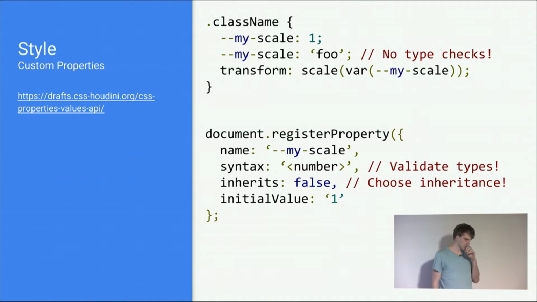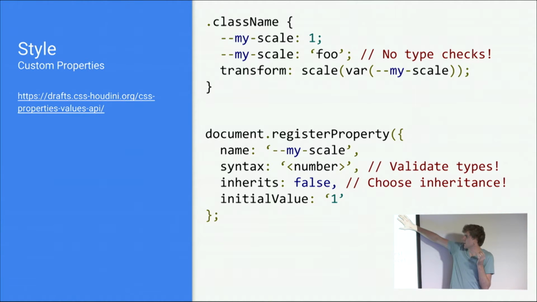So the first sort of entry point into the rendering pipeline is style. And so being able to explain the rendering engine, we need to be able to define our own custom properties. So currently what you see on the top here today, this just got checked in last week.